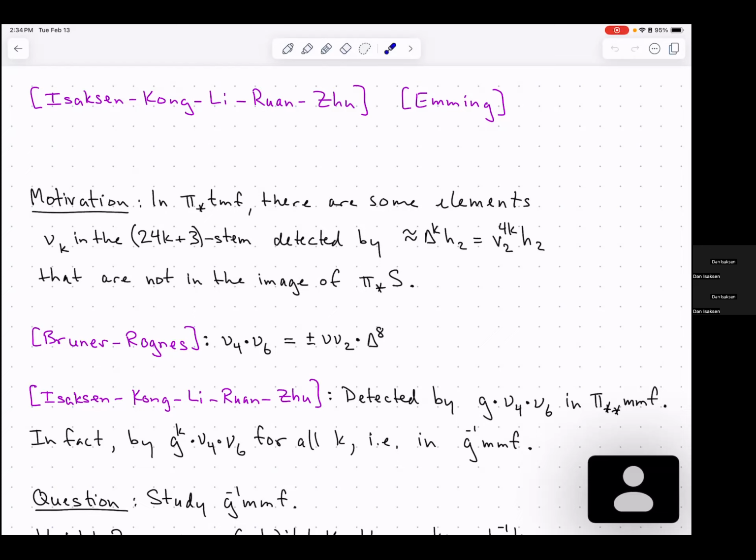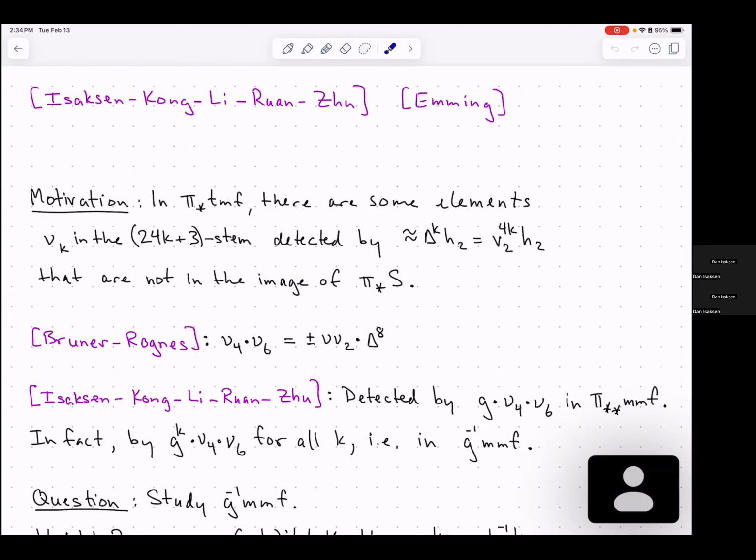And we were able to figure out that product on the nose, not up to a minus sign. And then once you know what it is after multiplication by g, then of course you know what it is before multiplication by g. Actually, if you look more carefully at what we did, it is detected by any power of g times nu 4 times nu 6. When you just look at the Adams-Novikov spectral sequence, you see that immediately. In other words, this difficult relation nu 4 times nu 6 in the homotopy of TMF is actually seen in the g-periodic version of MMF.